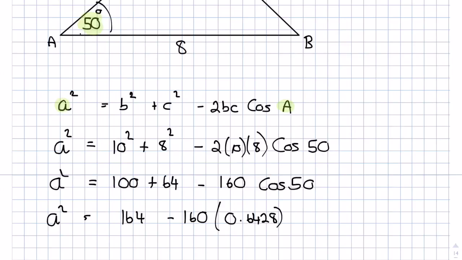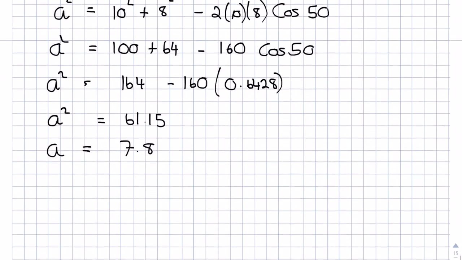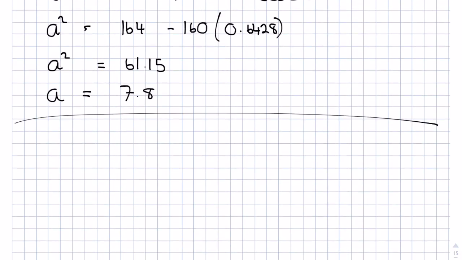So working this out, we have a squared is equal to 61.15. That means a is equal to the square root of that, which gives us 7.8, correct to one decimal place. So we now know the length of the side A. And looking at it, 7.8 does make sense, considering one side is 10 and the other side is 8. An answer of 30 or 40 would have been unusual, so do always check, does your answer make sense? So that's us finished with the cosine rule.